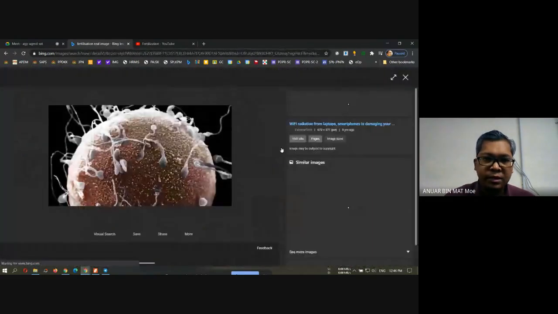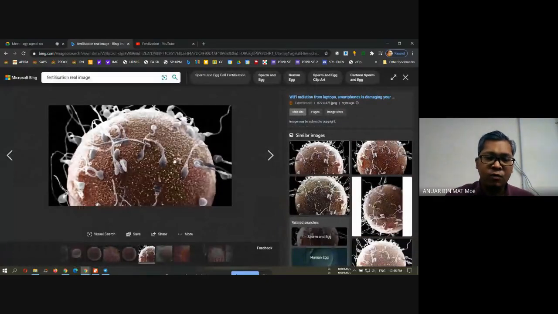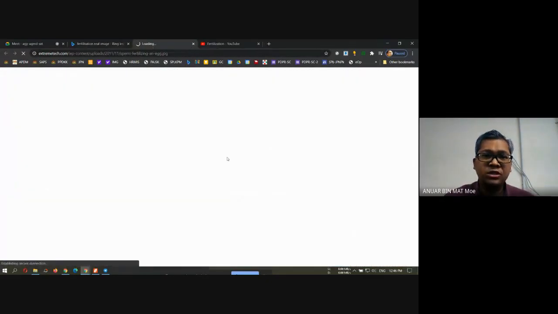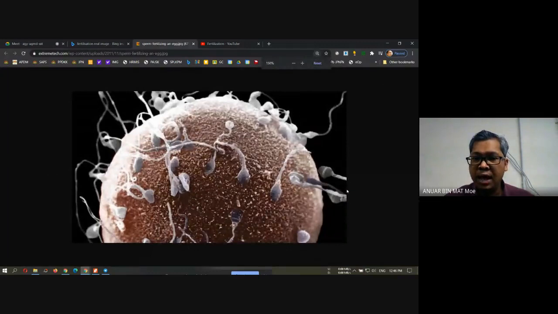Okay, this is the example, the real image of the ovum and sperm. The ovum is actually much, much bigger than the sperm. Right, so this is the real image of the sperm and ovum, both male and female gametes, right?